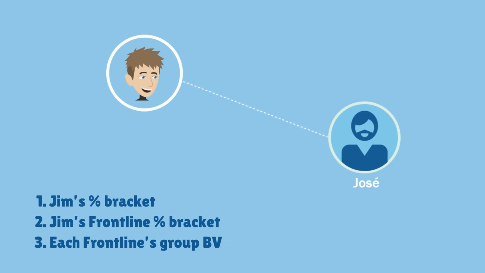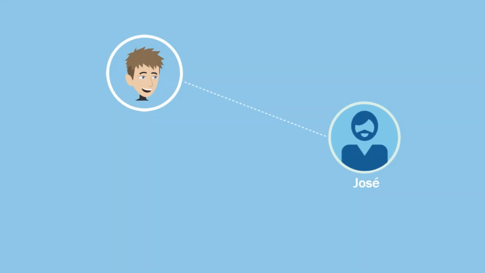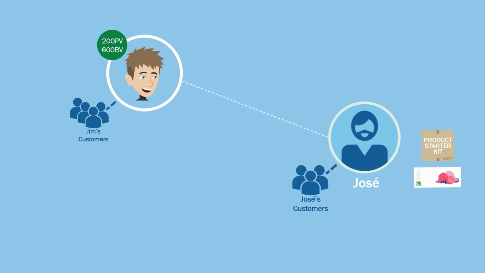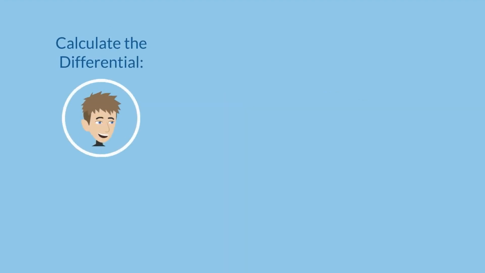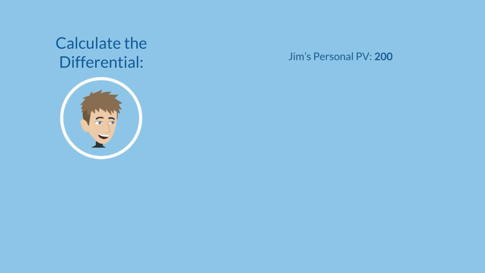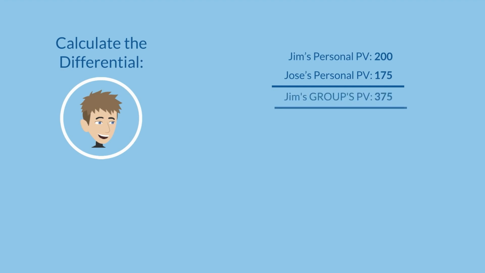Currently, Jim has one frontline IBO, Jose. Last month, Jim sold products totaling 200 PV, 600 BV to 4 different customers. Jose bought a new IBO product starter kit and sold some Neutralite products for a total of 175 PV, 515 BV. With this information, let's calculate Jim's differential bonus. Step 1. Identify Jim's total group PV. Add Jim's personal PV, 200, to frontline IBO Jose's PV, 175, to get 375 total group PV.